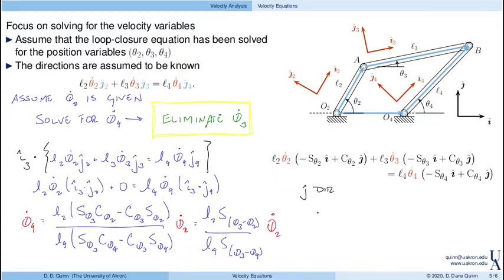we would get theta 3 dot equals L4 cosine of theta 4 times theta 4 dot, but we already know that, minus L2 cosine of theta 2 times theta 2 dot, and that would be that term, divided by L3 cosine of theta 3. So we solve for theta 4 dot in terms of theta 2 dot, and then we use that to solve for theta 3 dot.